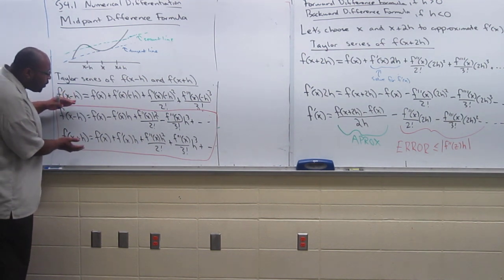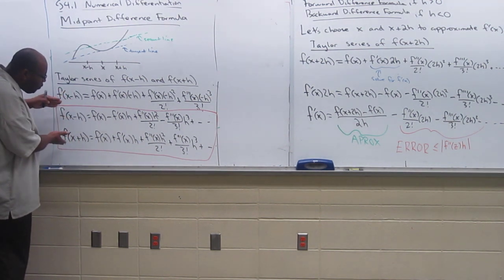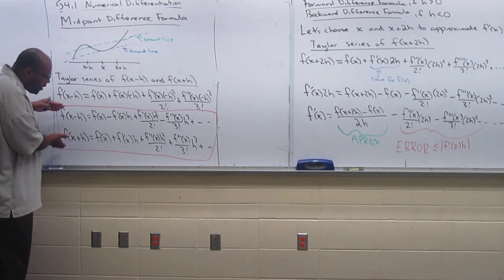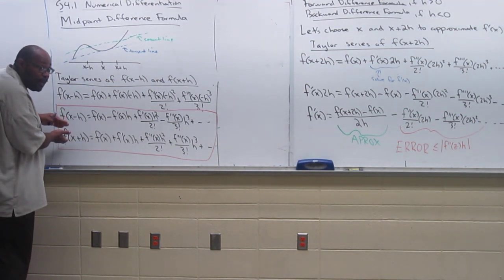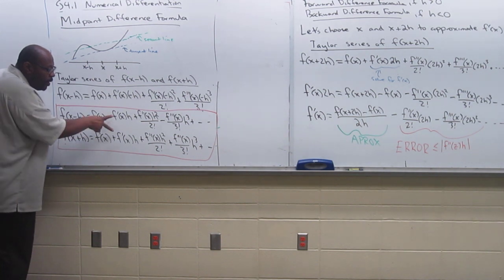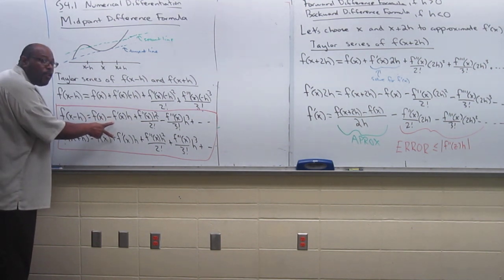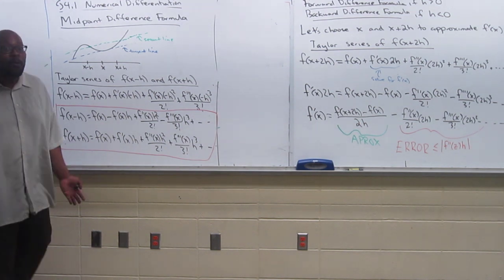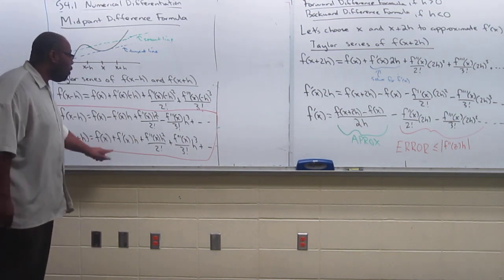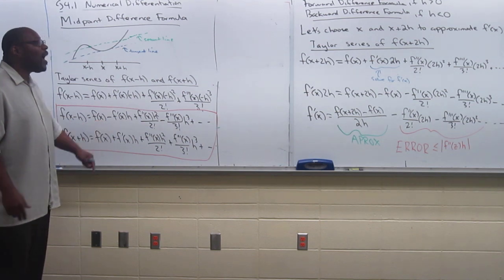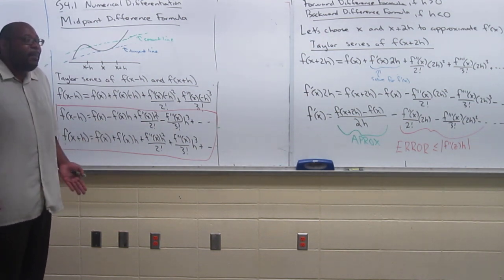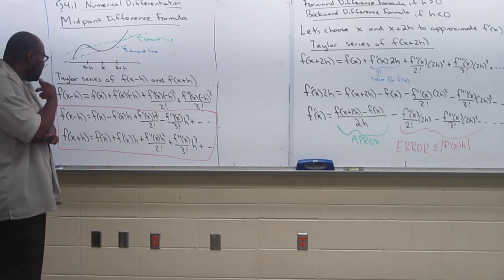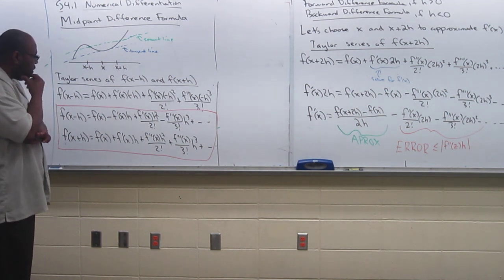Now notice that if I were to add these two formulas together, if I were to add f of x minus h and f of x plus h, these two series together, my f prime of x is going to disappear. It's going to go away, which is not what I want. I don't want it to disappear. So if I add these together, I can't solve for f prime of x. That's bad. So what can I do instead of adding these two functions together? What can I do instead?